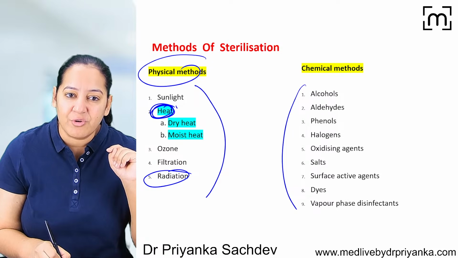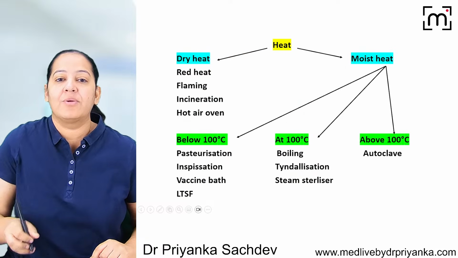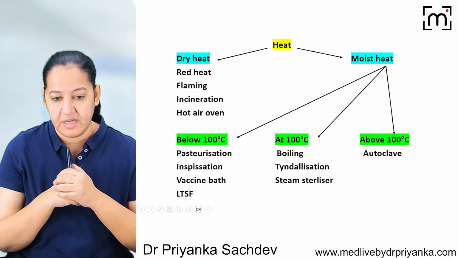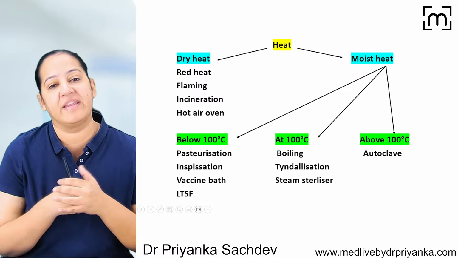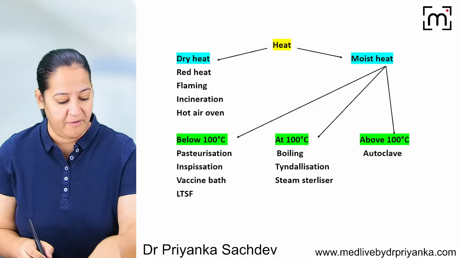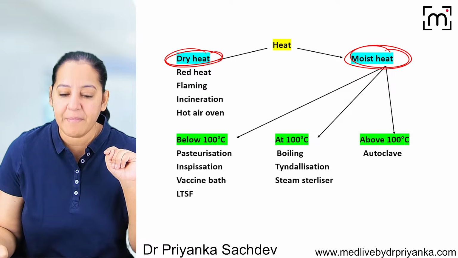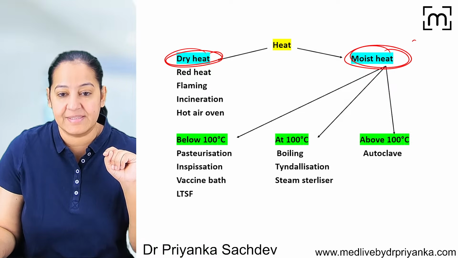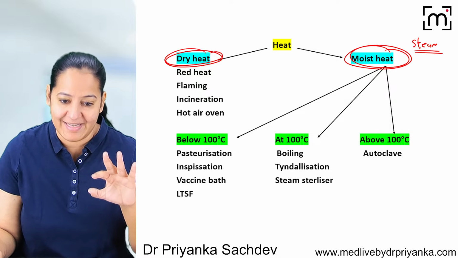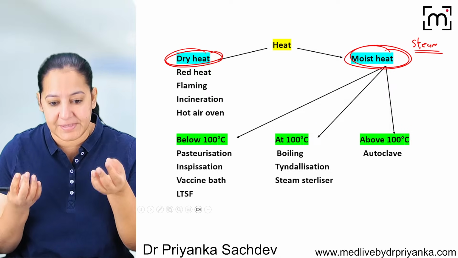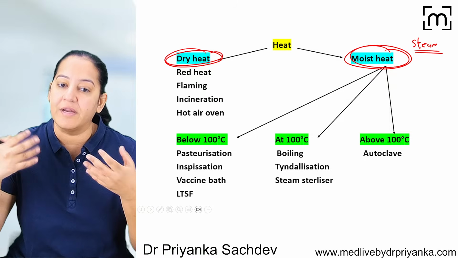In the physical method, I want to teach you the heat. The ultra important method of sterilization is heating. This is the diagram of the heat. These are the various types of heating which we can use for sterilizing various articles. We can use two types of heat, dry heat and moist heat. What do you mean by moist heat? By moist heat, I mean the steam. Have you heard about steam? Steam is a form of heat, but it is the vapors arising from boiling water. So we will call it moist heat.